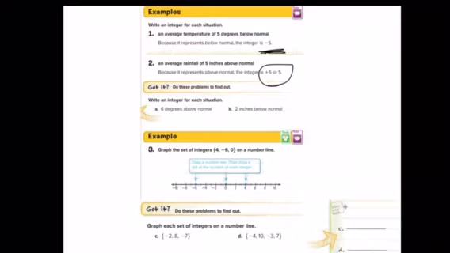All right, I'm giving away the answers. 6 degrees above normal. So if you're stuck on using that plus, it should be a +6. 2 inches below normal, -2. So this summer we had such a drought. Well, I'm sure we were at least -2 inches on our average rainfall.